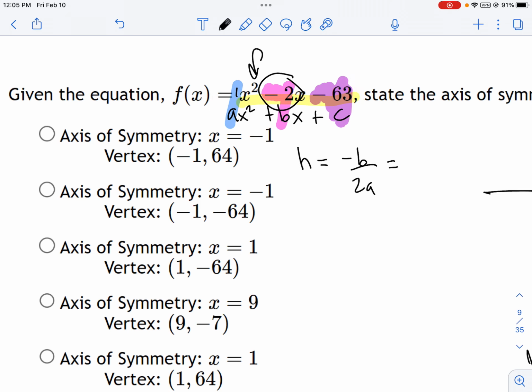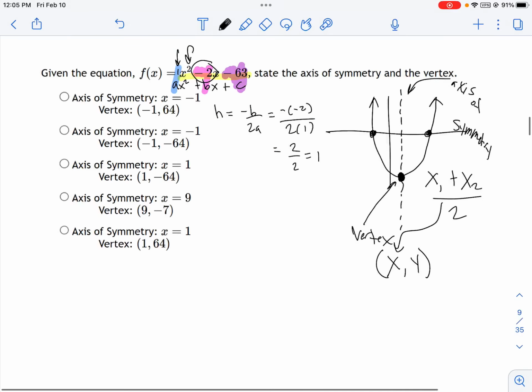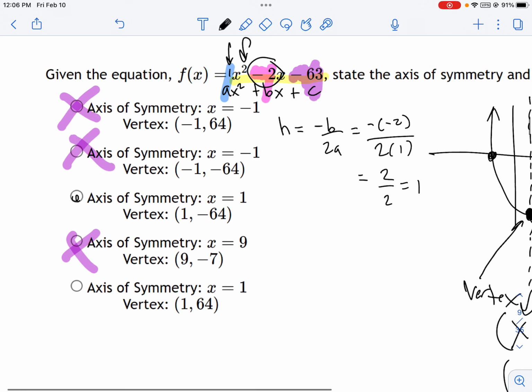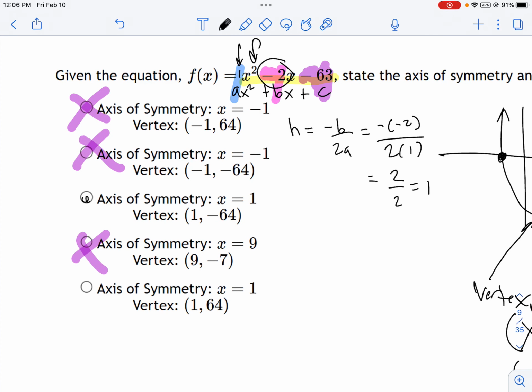So b we have as negative 2, so it's negative of negative 2, all over 2 times our a, which is 1. Negative times a negative is positive. 2 times 1 is 2. 2 over 2 is 1. So right then and there you know that your vertex is going to be 1 comma something. Which means the first choice is not going to be it, nor is the last, nor is the third. It's already narrowed down. You have 2 choices left, which means your y value is going to be either positive 64 or negative 64. Now, if you know anything about y-intercepts, you're going to know that it's going to be this one. But I digress. Let's look at how to find the y-coordinate.